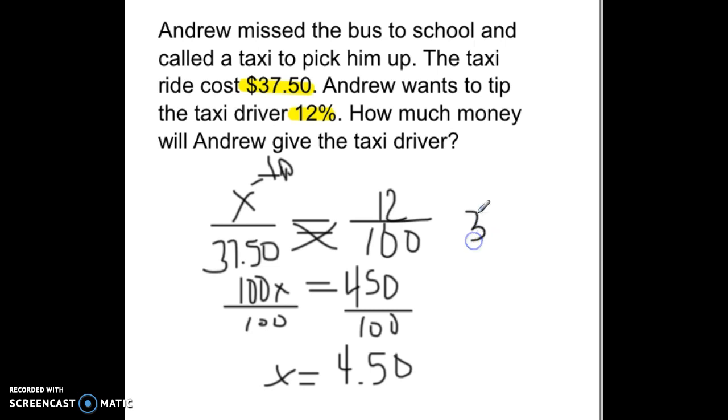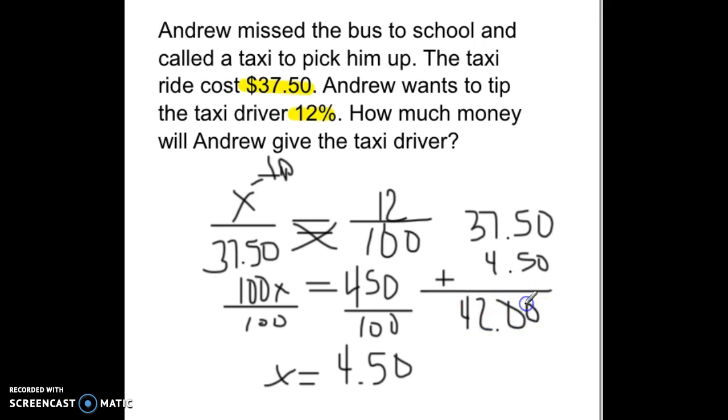So then we're going to add 37.50 plus our 4.50, and hopefully, if you do your math right, you'll get $42. So the total cost, including the tip, will be $42.